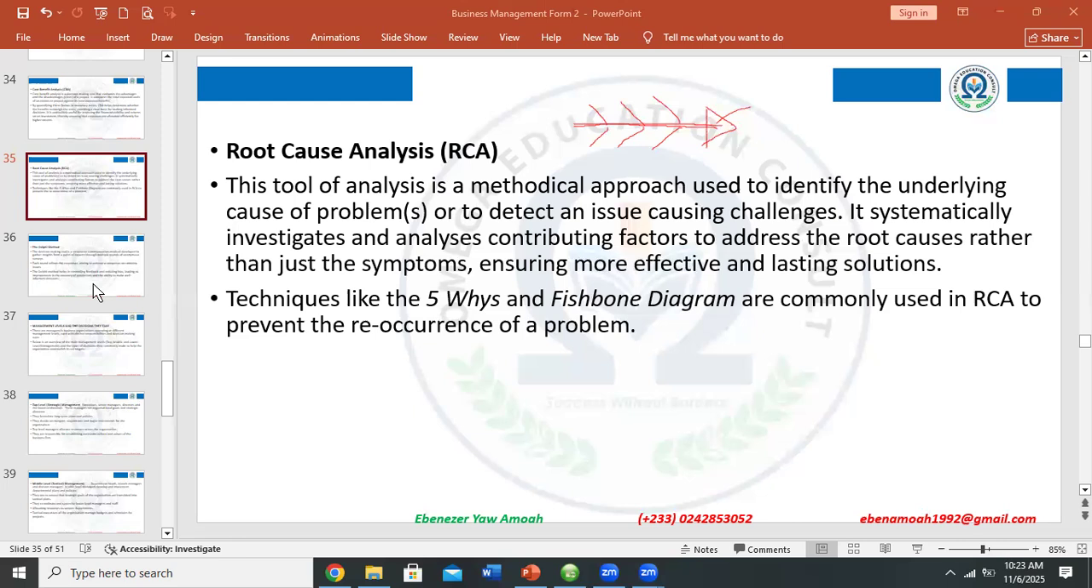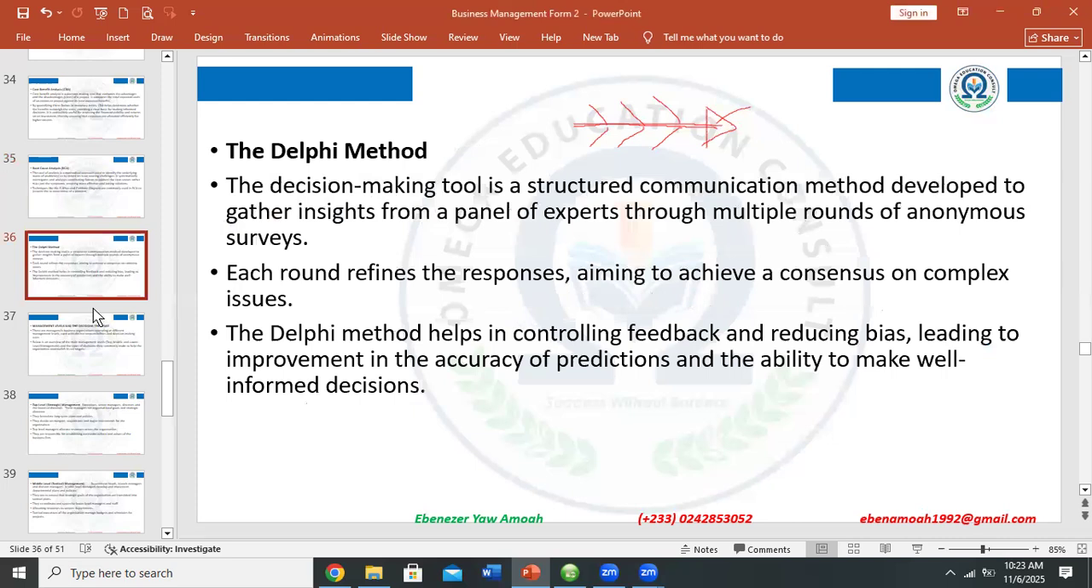So you can identify. If you end there, say, okay, because I was sleeping, that's why I'm getting a bad grade in maths. Okay, so that is the root cause analysis. Let's go to the next one, or the last one, which is the Delphi method.